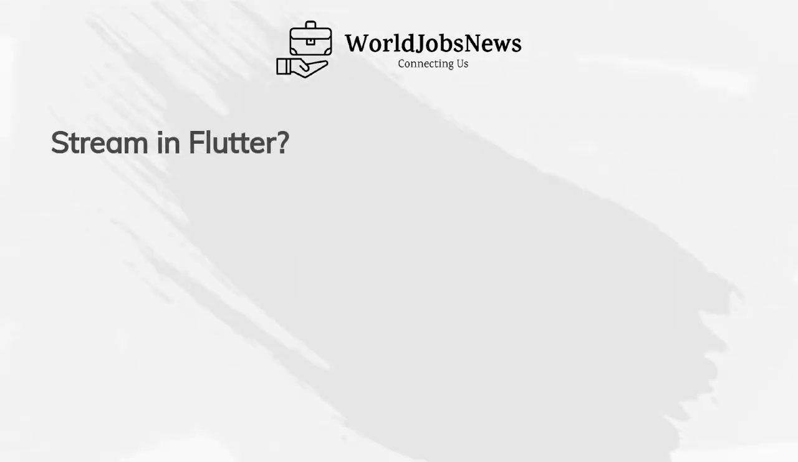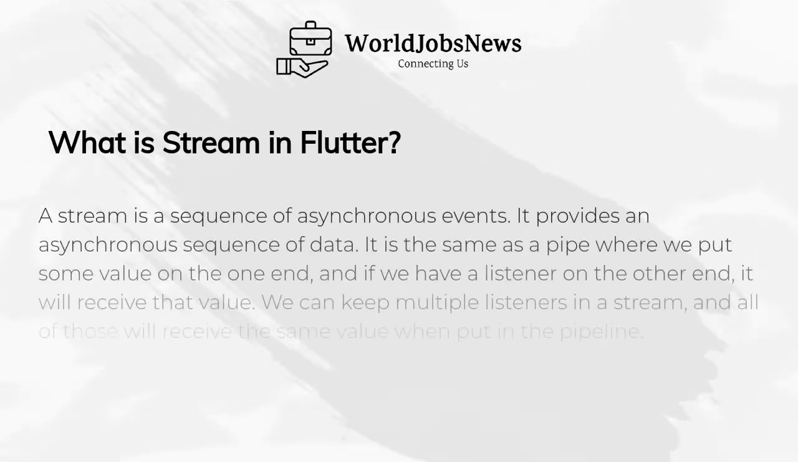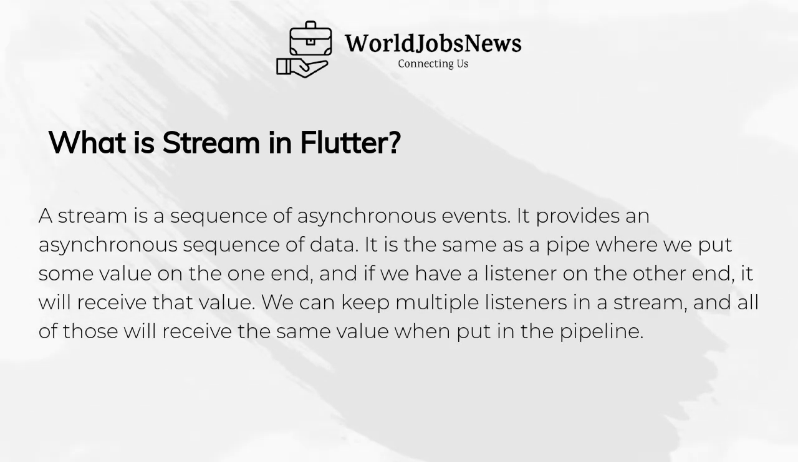What is a stream in Flutter? A stream is a sequence of asynchronous events. It provides an asynchronous sequence of data. It is the same as a pipe where we put some value on one end, and if we have a listener on the other end, it will receive that value. We can keep multiple listeners in a stream, and all of those will receive the same value when put in the pipeline. Types of streams.